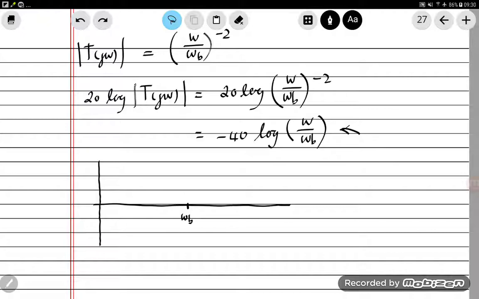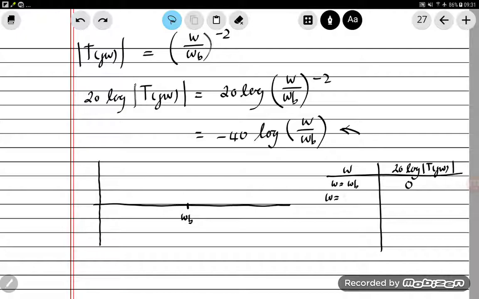So we're looking at frequencies far greater than ω_b, so we're looking at this region. Okay, so let's plot a few points to see how this magnitude plot behaves. So let's do it here: ω and then 20 log of the magnitude of the frequency response transfer function. So first, let's say when ω is equal to ω_b, well then this ω over ω_b just becomes 1, then that's -40 log of 1, and that is of course 0.